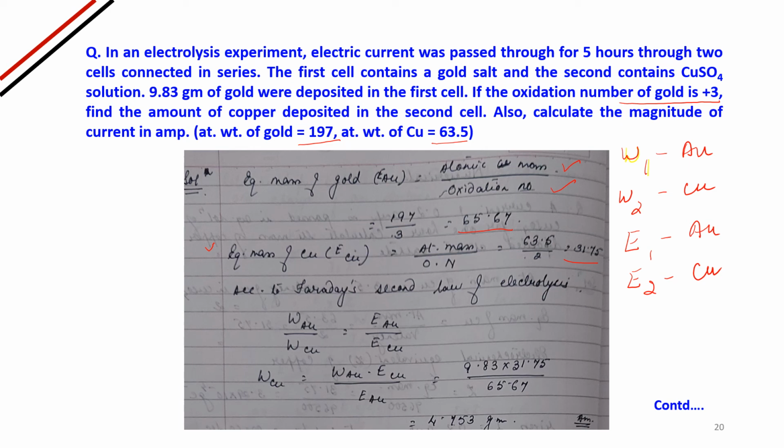Now according to Faraday's second law, W_Au by W_Cu is equal to E_Au by E_Cu. From there, they have given you W_Au, the weight of gold deposited. You know the equivalent mass of gold and you know the equivalent mass of copper. So the only thing you don't know is the weight of copper. Just substitute the values and find out the weight of the copper, that you are getting 4.753 gram.